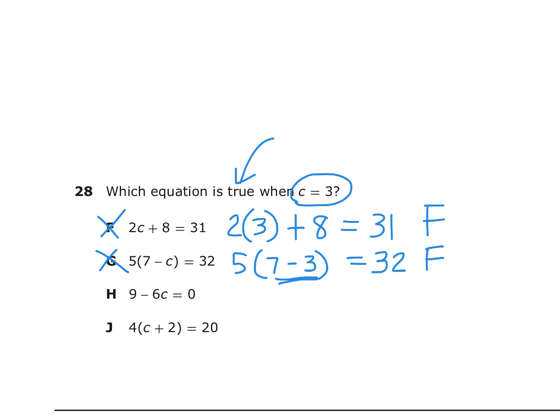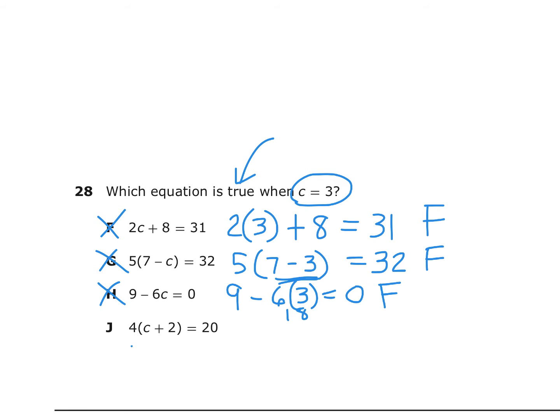Let's take a look at H. 9 minus 6 times the value of C, which is 3. And so that has to equal 0. Well, 6 times 3 is 18. 9 minus 18 is not 0. 9 minus 18 is a negative 9. Another false statement. So at this point, you're thinking, the answer has to be J, right?